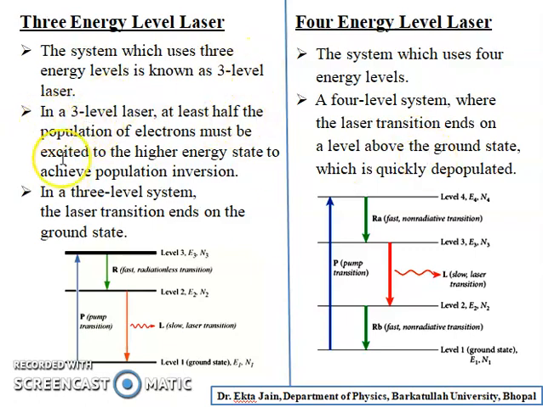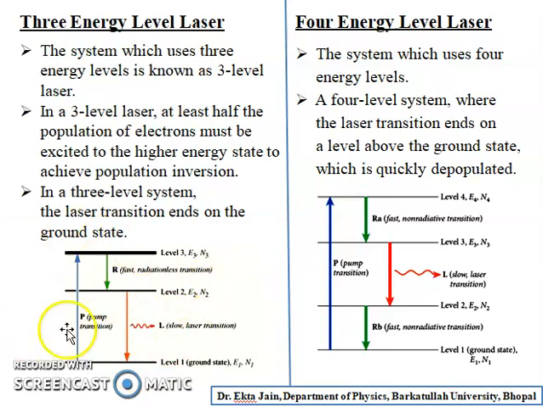So, in a 3 level laser, at least half of the population of electrons must be excited to the higher energy state to achieve population inversion. And one most important point is, in a 3 level system, the laser transition ends on the ground state, as we are able to see here.